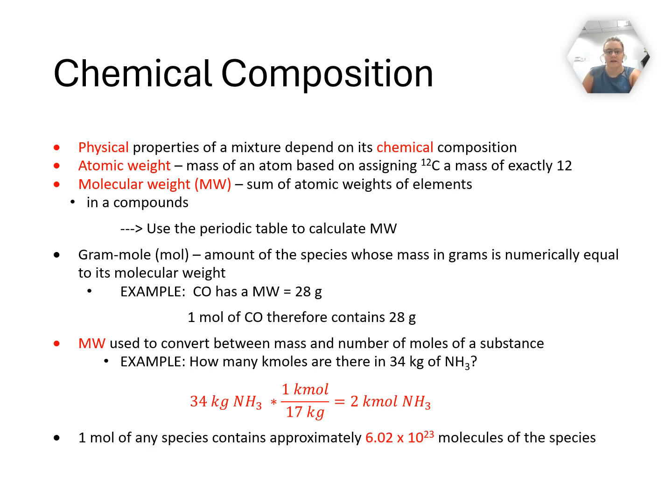And then lastly, 1 mole of any species is going to contain approximately 6.02 times 10 to the 23rd molecules of each species. And if you remember from chemistry, that number that you see there, the 6.02, that is Avogadro's number. That's the way that we go from moles to molecules of a species.